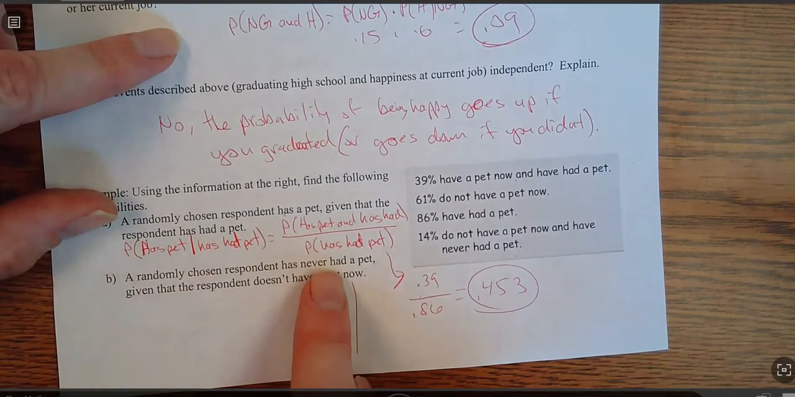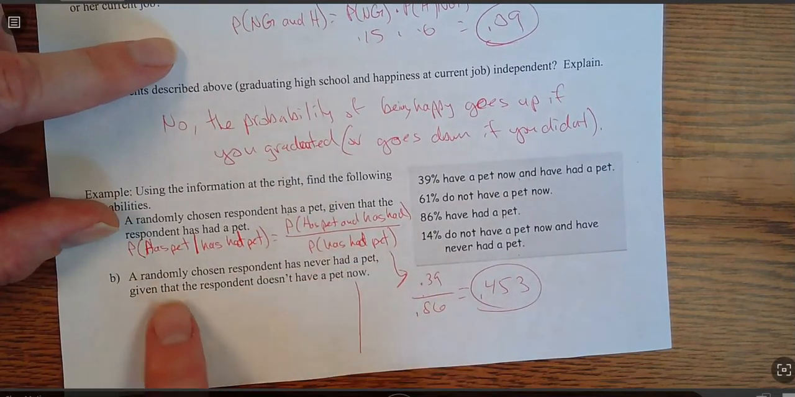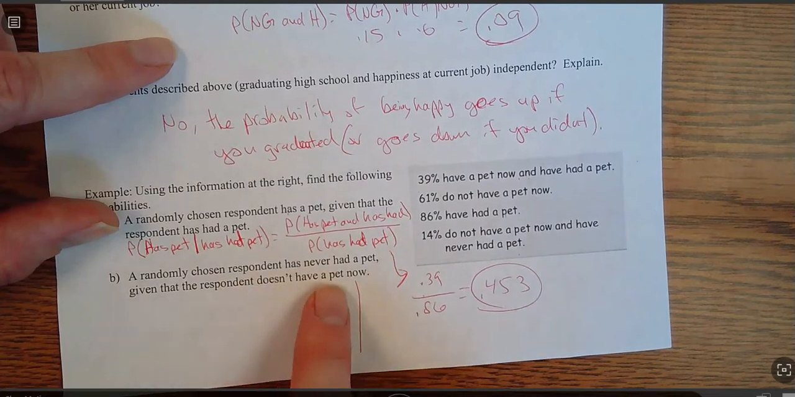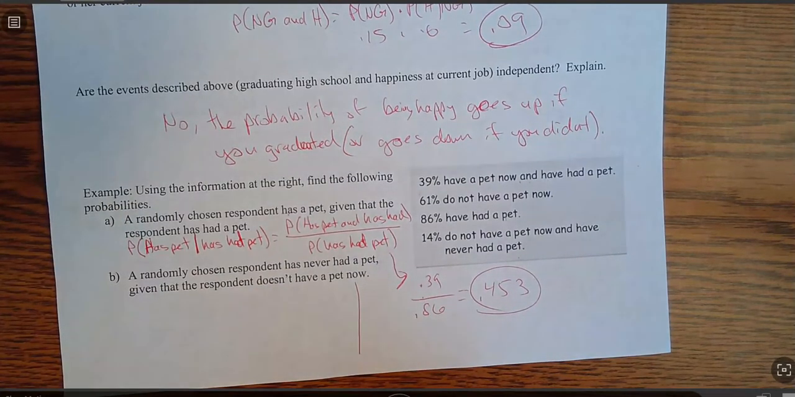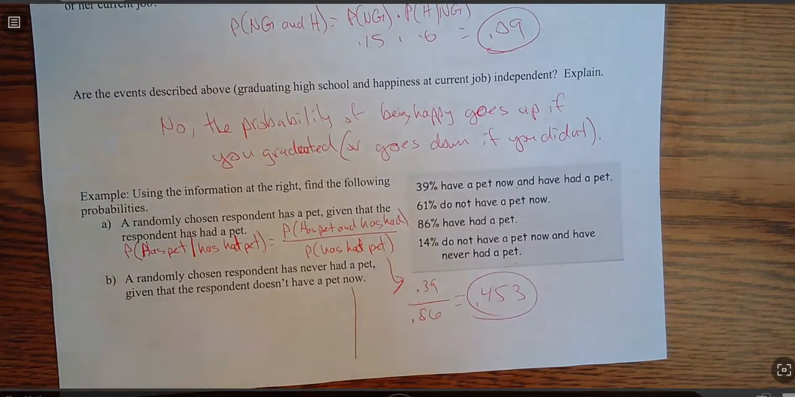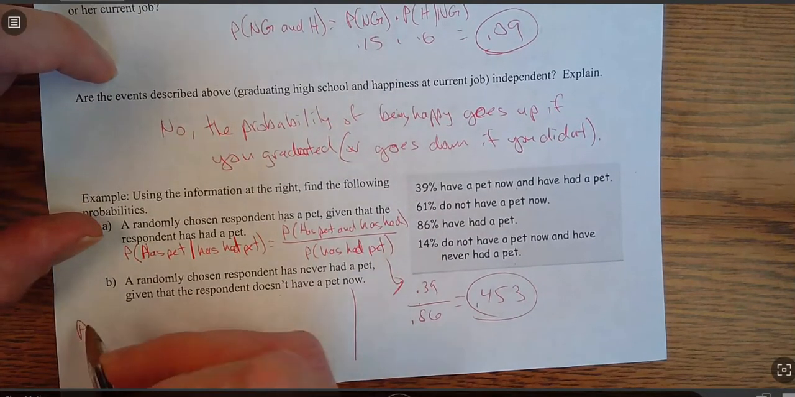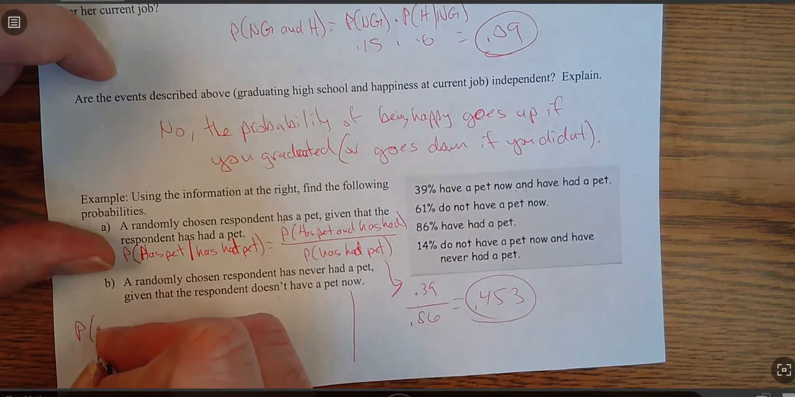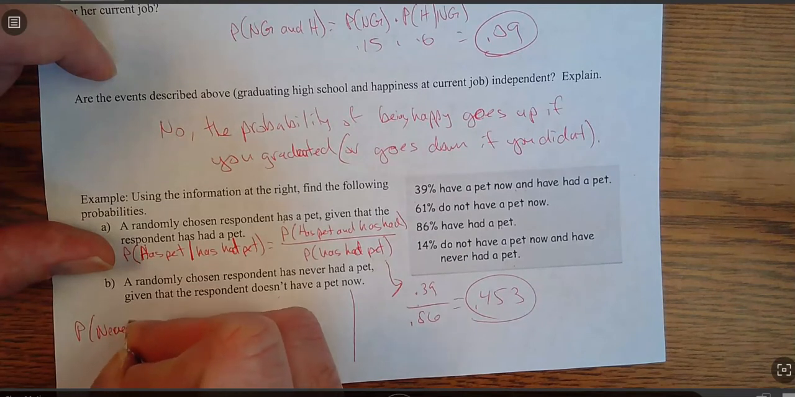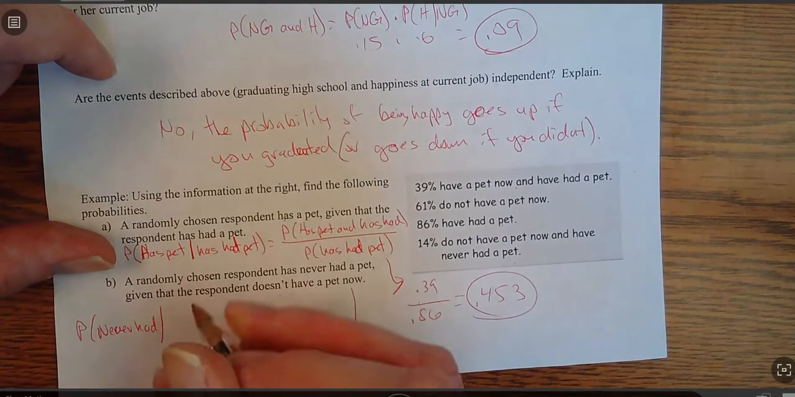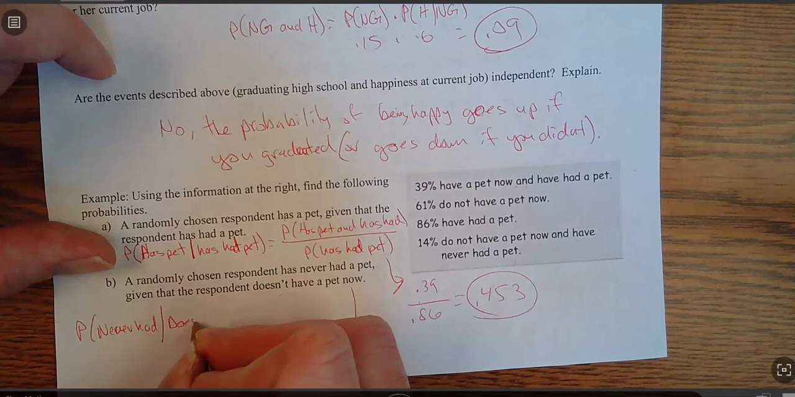A randomly chosen respondent has never had a pet, given that the respondent doesn't have one now. Let me get this straightened out. Let's say they may have had one in the past and don't have now. That's what could have happened. But these people, they don't have a pet and they've never had a pet. Okay? So the probability of never had, given that they don't have, so it doesn't have.